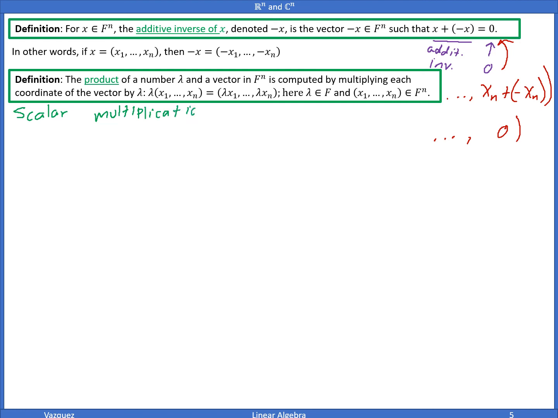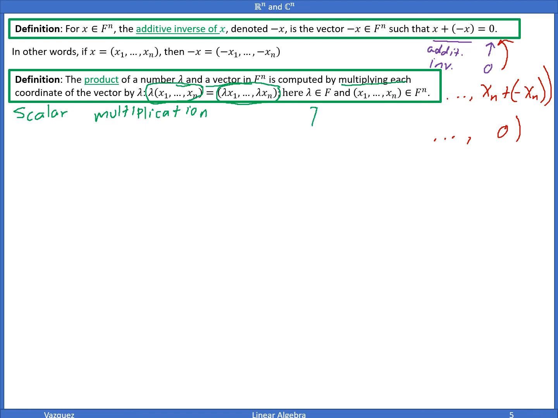And what does this mean? Maybe you've heard it in a physics class you've taken. If we have a number lambda and a vector or a list in Fn, the product is computed by multiplying each coordinate of the vector by that number lambda. So again, if you have lambda times this list, you just multiply each coordinate in that list by lambda. That's how we do scalar multiplication.